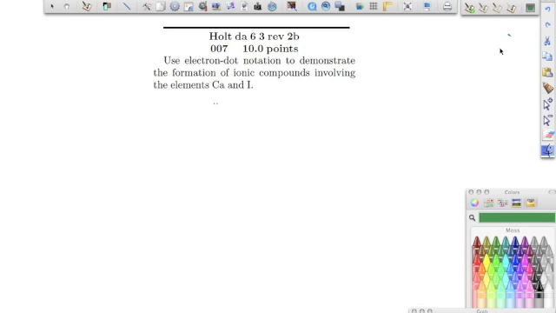Moving on to number 7, it says use the electron dot notation to demonstrate the formation of an ionic compound involving the elements. We have calcium and we have iodine. Remember, the first thing we have to do is crisscross, and we have to get their oxidation numbers. Calcium is in group 2, so we know that's going to have a +2 oxidation number. Iodine is in group 17, so it's a -1 oxidation number.